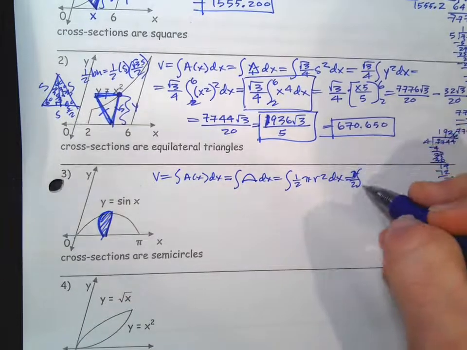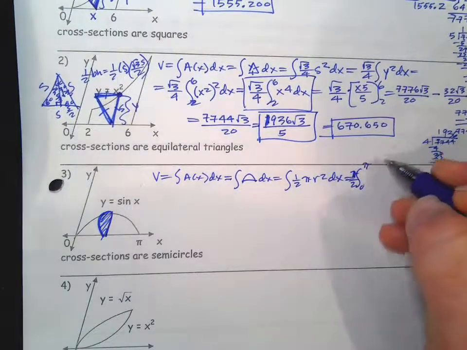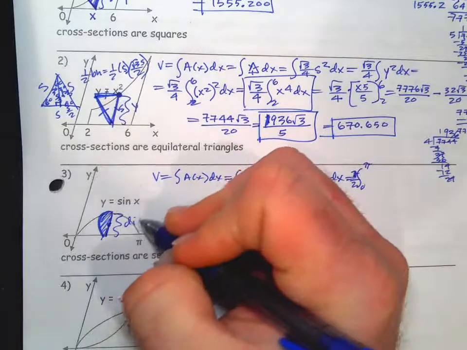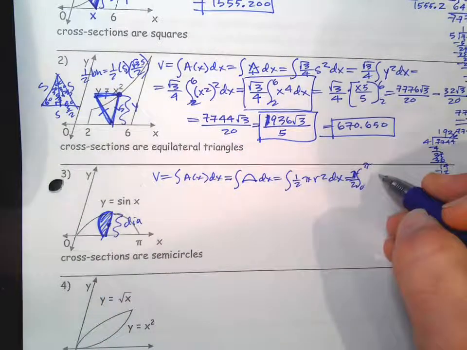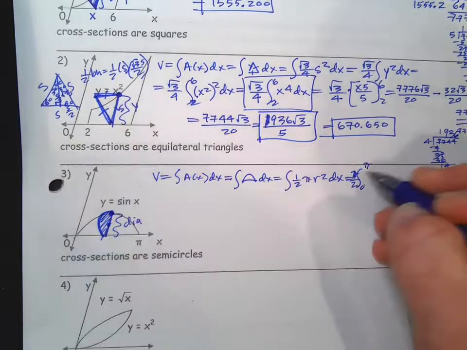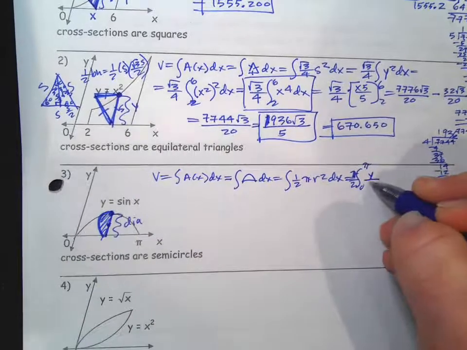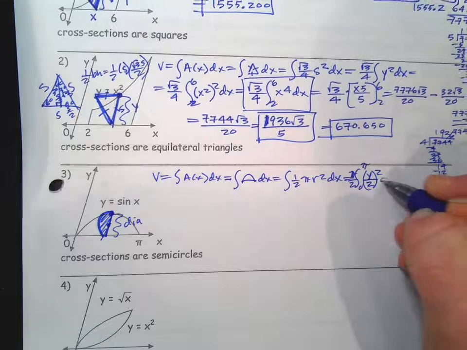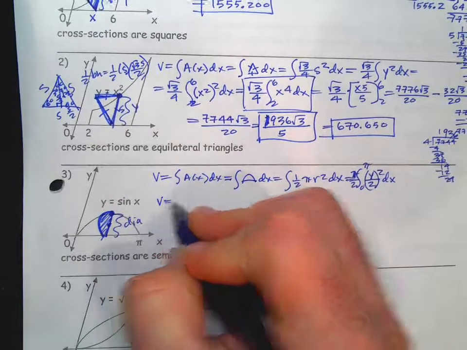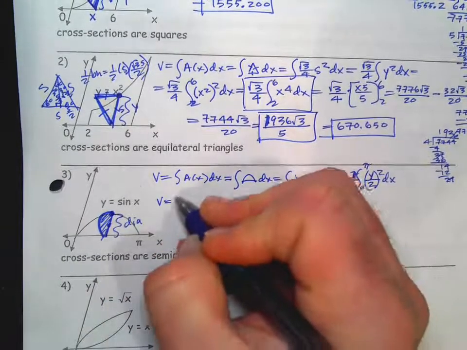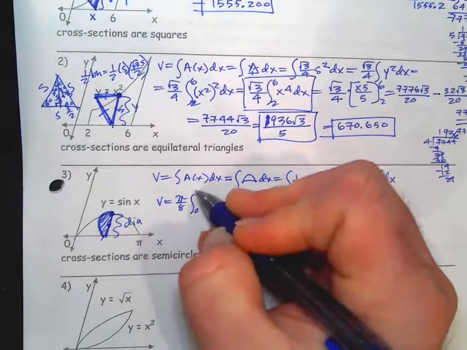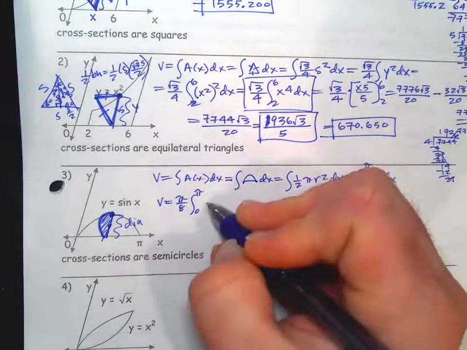We need it in terms of x's. So going 0 to pi, and the radius, this is the diameter, so the radius is half of that. So this gives me the y value along the curve divided by 2, squared. Again, we need this in terms of x though. So we can write pi over 8 in front, square root of 2, 0 to pi. The y value is sine x.